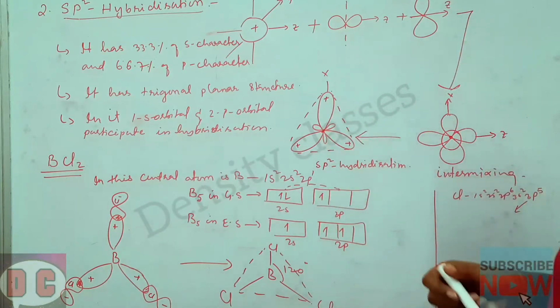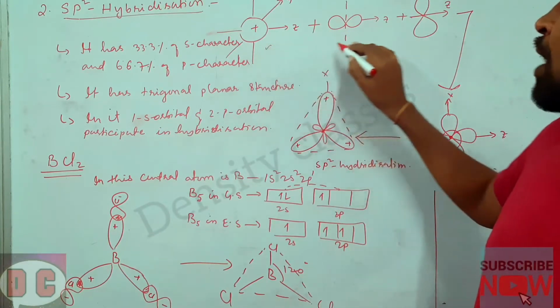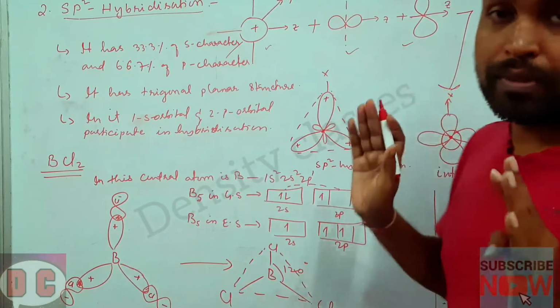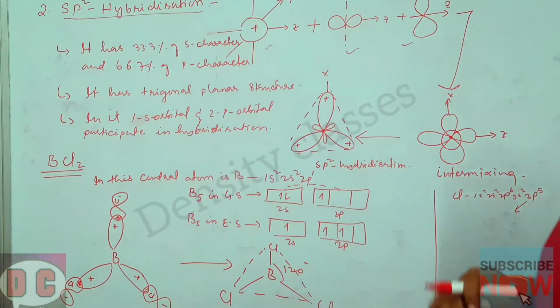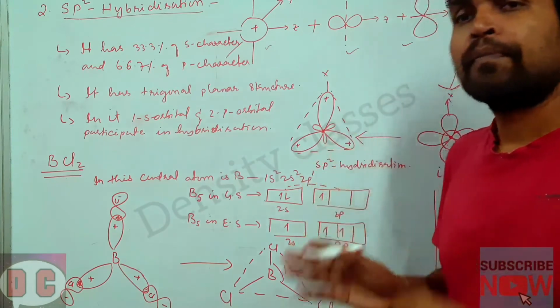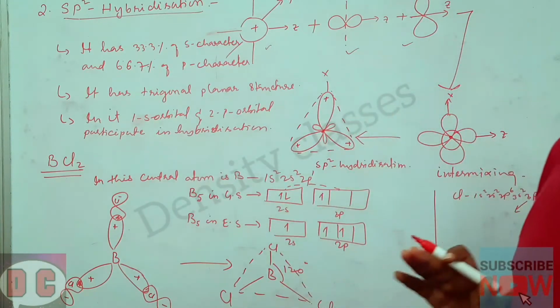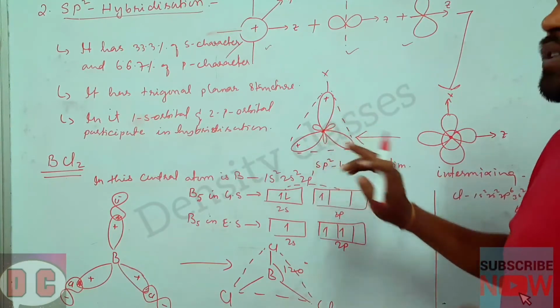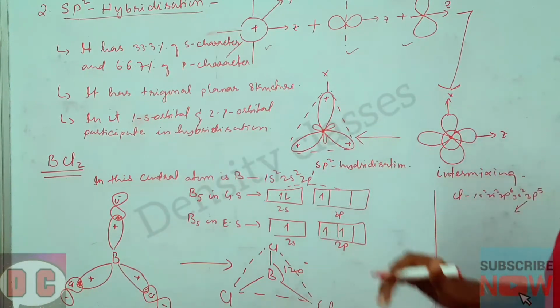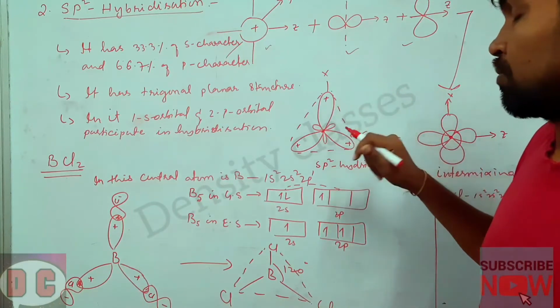So how many orbitals are combining? 3 orbitals are combining. As I have already told you in the characteristics of hybridization, the same number of hybridized orbitals will be produced as the number of orbitals that combine. So you see here 1, 2, 3. Three hybridized orbitals are produced.